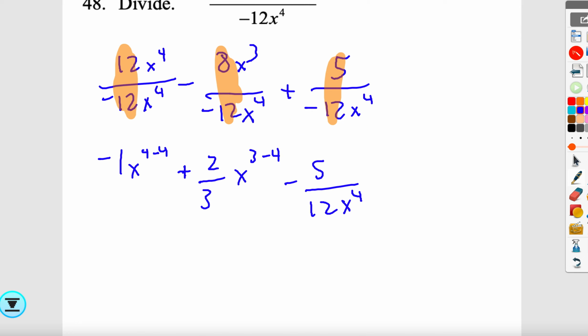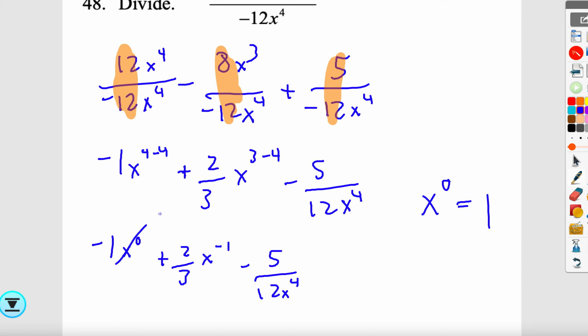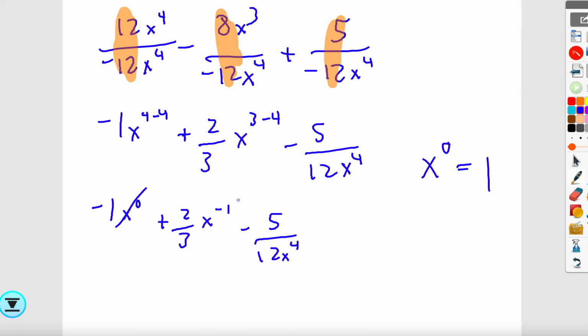So we simplify this subtraction problem. So it'll be negative 1 x to the 0 plus 2/3 x to the negative 1 minus 5/12 x to the 4th. So the last fraction is good, right? There's no negative exponent, no 0 exponent. Here we have the problem. x to the 0, though, is just equal to 1. So we can actually get rid of that bad boy. And then x to the negative 1, we have to move to the bottom of a fraction to make it positive.